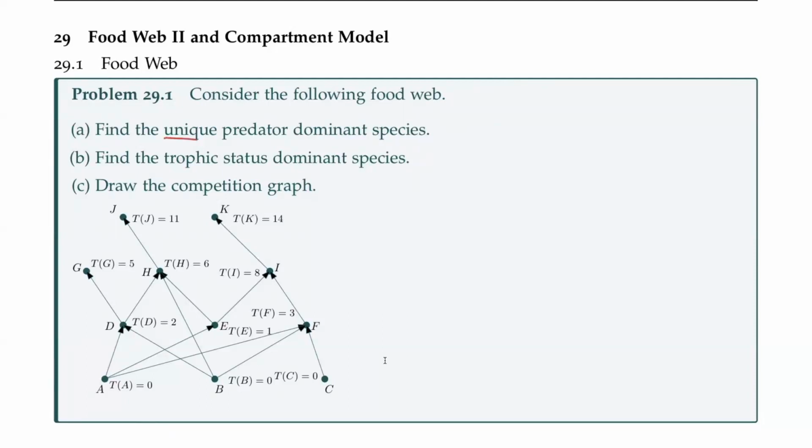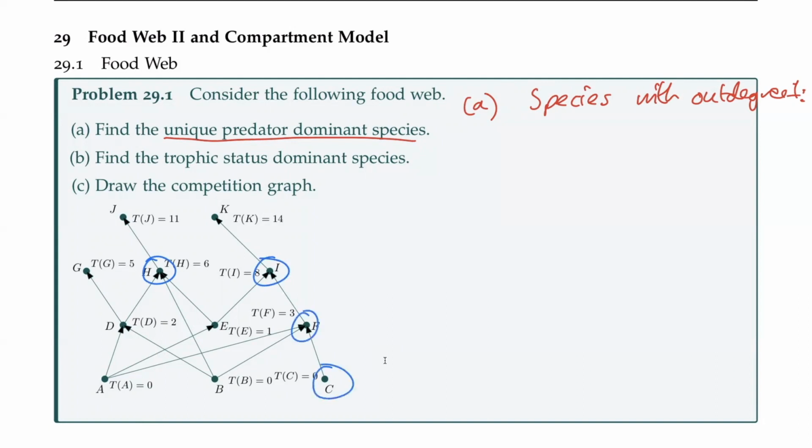So first of all, a unique predator-dominant species is a species which is the only predator for a particular prey species. So how do we work this out? First of all, we need to find species with out degree 1. So in this food web here, let's find the species with out degree 1. Let's see, H, I, F, and C.